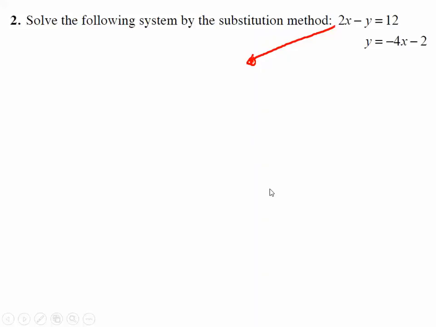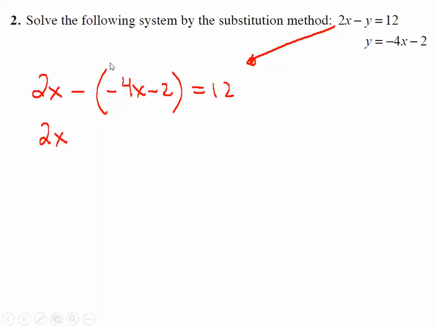So the top equation now becomes 2x, then we've got a minus sign, and then the y value, which has now turned into negative 4x minus 2, equal to 11. And yes, that little negative sign has to be distributed to here. It's almost like a little negative 1 out here. So 2x, the negative of a negative 4x makes a plus 4x. The negative of a negative 2 makes a positive 2. Everybody good there? That's the only big mistake we can make there.